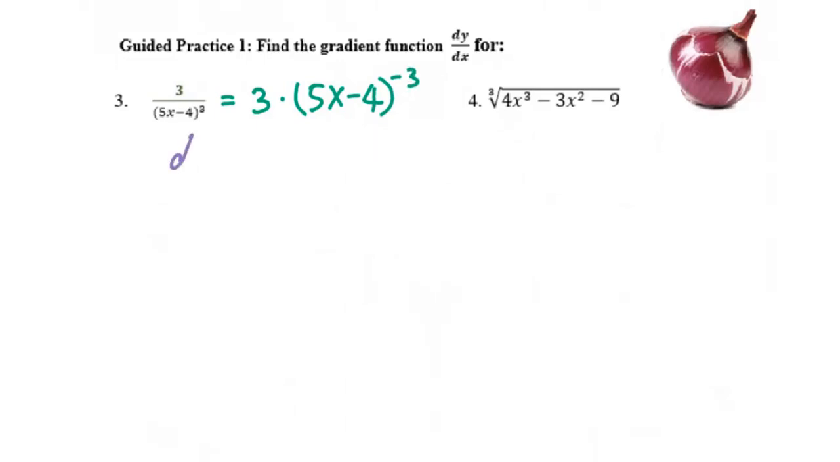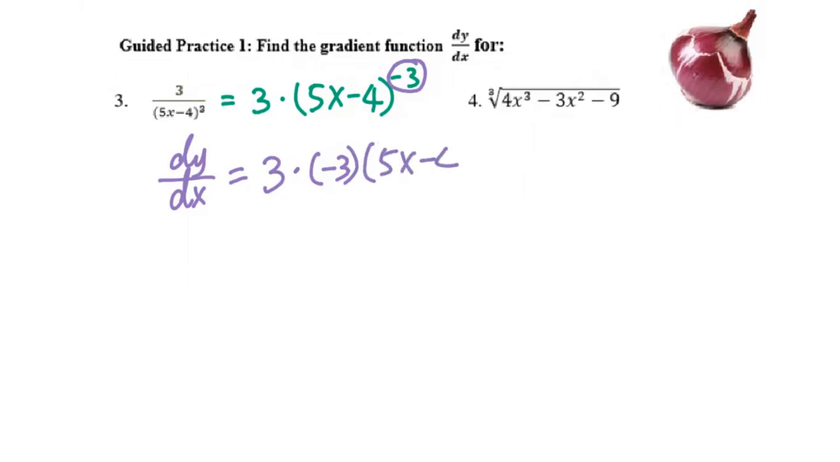Then for dy by dx, you will do the power rule first. Think about something to the negative third power. So we will use the power rule. 3 is a coefficient. Drop down negative 3. You will get 5x minus 4 to the negative fourth power.